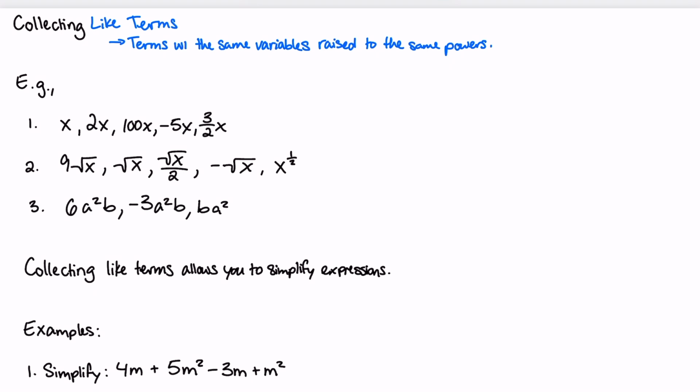So in our first example, we have x, 2x, 100x, negative 5x, and 3 over 2x. So these are all like terms because they share the term x, which is to the same power, all to the power of 1. So for our second example, we have 9 root x, root x over 2, negative root x, and x to the power of 1/2. So if you remember, x to the power of 1/2 is the same thing as root x. So those two are interchangeable.